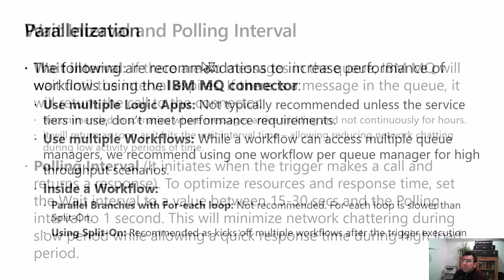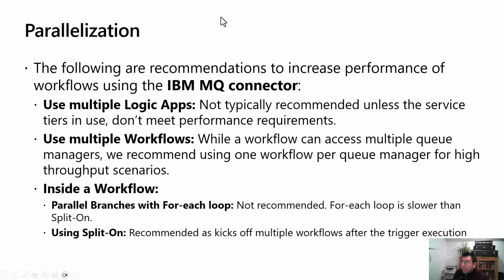Now, let's briefly talk about parallelization. The following are recommendations to increase performance of workflows using the IBM MQ connector. What are the alternatives? One, use multiple logic apps. We don't typically recommend our customers to use multiple logic apps, just based on the level of integration, unless the service tiers in use do not meet the performance requirements. I understand that this is a general statement, but typically we've seen customers very well served with using just one logic app and multiple workflows. So let's drill down a bit into that.